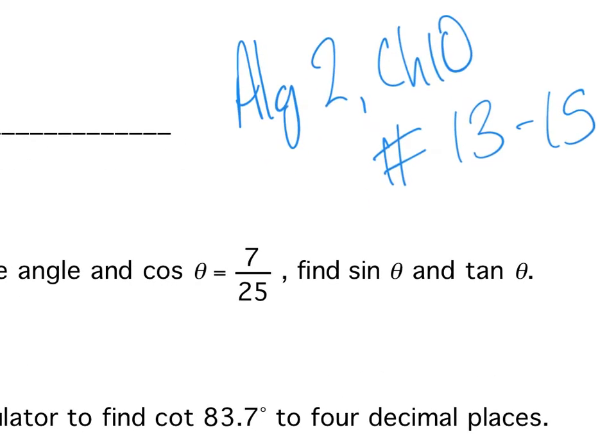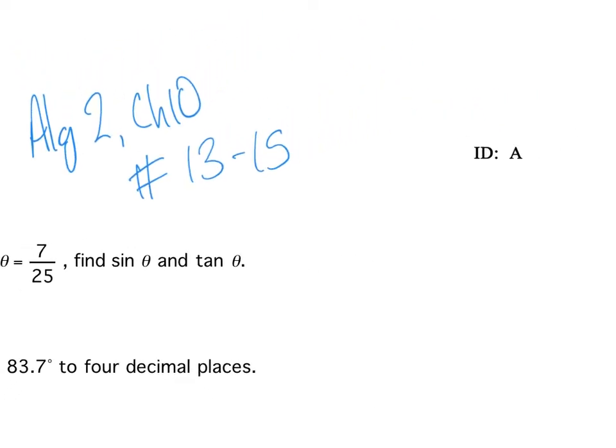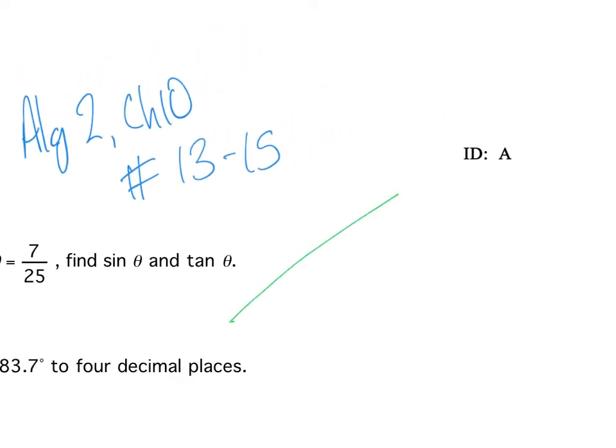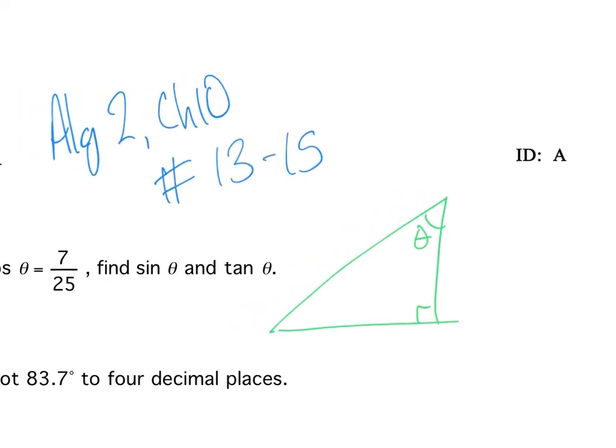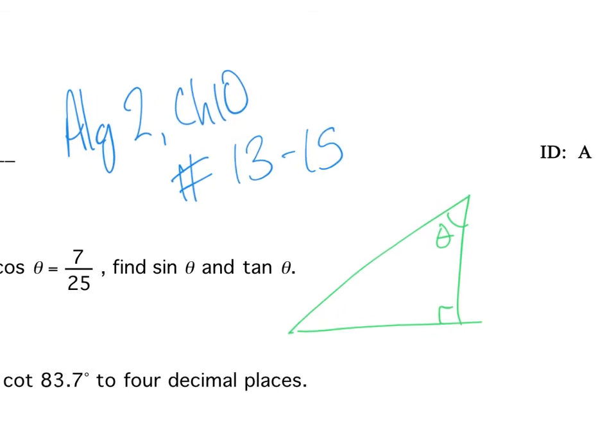The trick on this problem is that you need to draw a triangle. So just draw a right triangle and mark one of the two acute angles as your theta. Don't mark the other angle, just mark one of them. And then label the sides as to how they relate to that angle. We have the hypotenuse. It's opposite the right angle. It's the longest side, probably the slanted side.